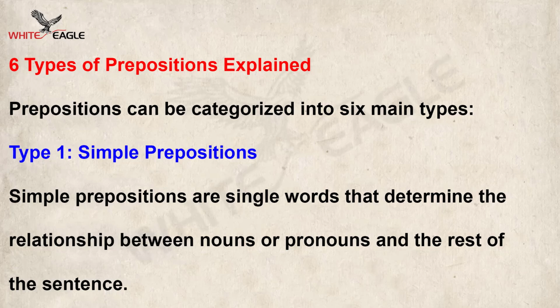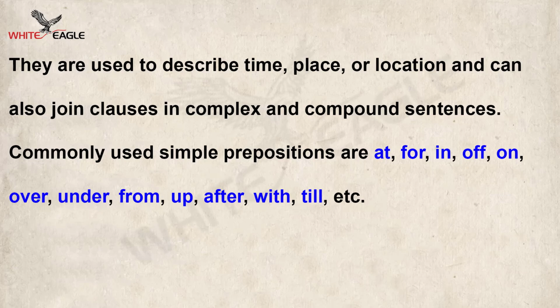Type 1, simple prepositions. Simple prepositions are single words that determine the relationship between nouns or pronouns and the rest of the sentence. They are used to describe time, place, or location, and can also join clauses in complex and compound sentences. Commonly used simple prepositions are at, for, in, off, on, over, under, from, up, after, with, till, etc.